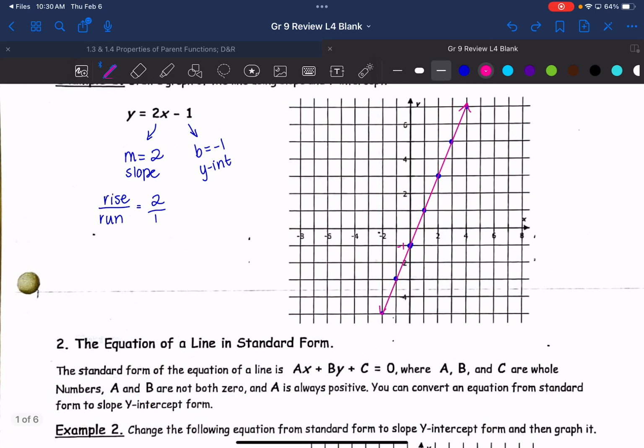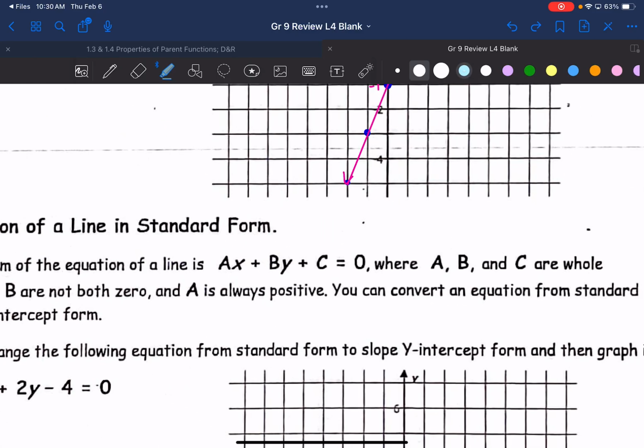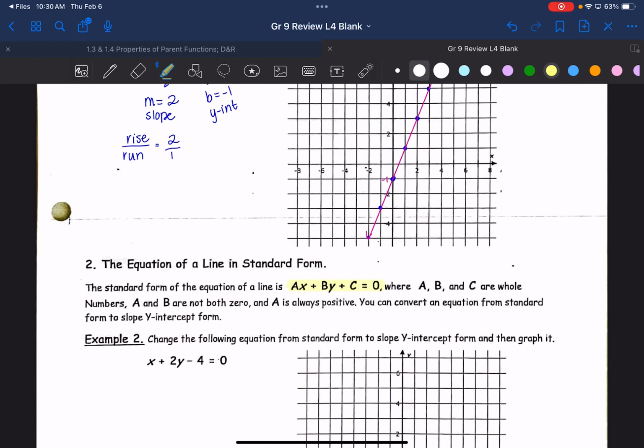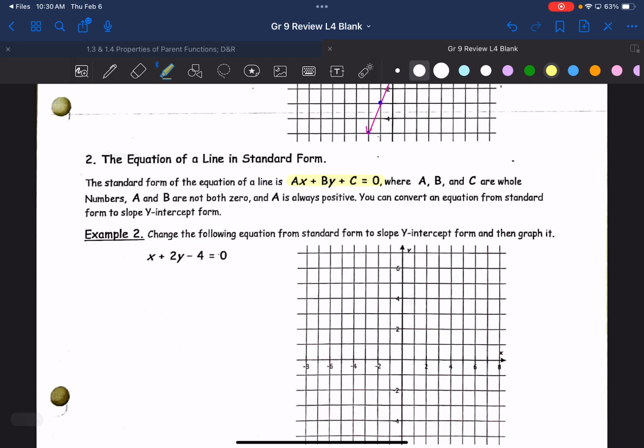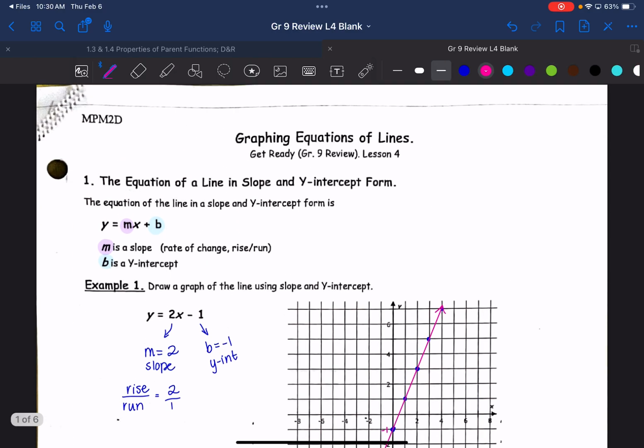If you've got a line that's not in slope-intercept form, which is the other form, standard form, which looks like this in yellow here, ax plus by plus c, where a, b, and c are constants, the whole numbers in front, we have to take that format and rearrange it, because I can't tell what the slope is by looking at something like example 2. I have no clue what my y-intercept is. That doesn't tell me anything. So it would be helpful if I could rearrange this to slope-intercept form and then be able to graph.